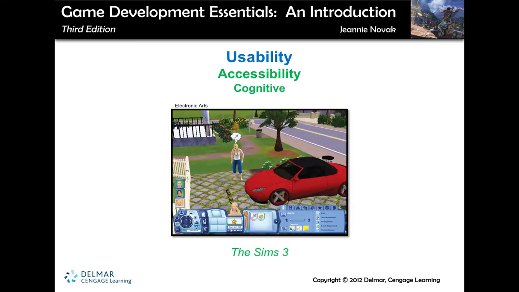And then there's cognitive disability. That's where people might have trouble reading or writing or envisioning spatial relationships. So you can address this disability by simplifying menus, maybe have different levels in your game and making it easier to understand.